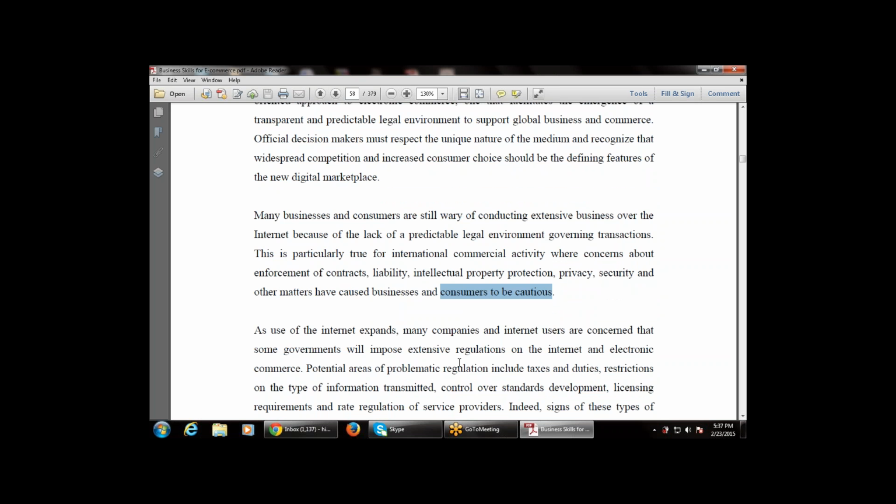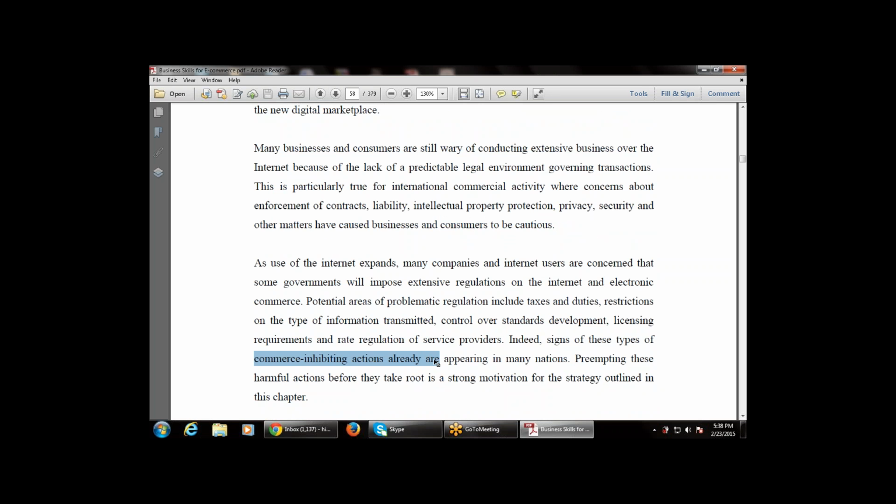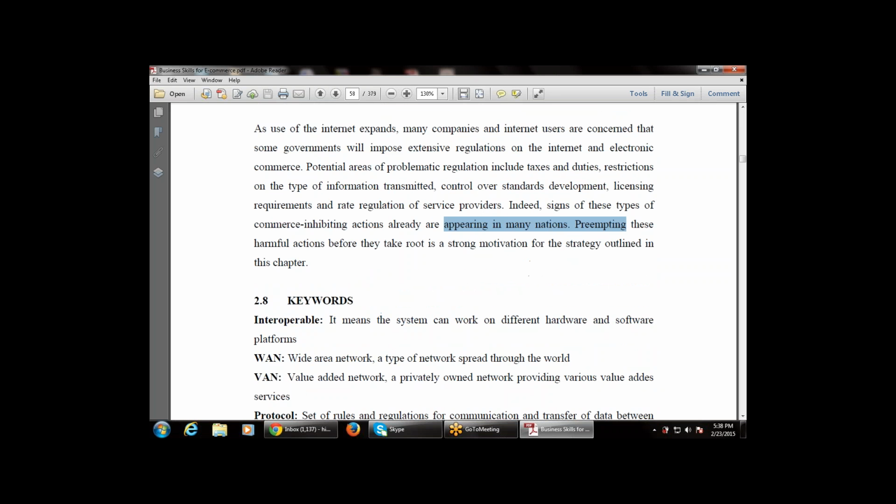As the usage of the internet expands, many companies and internet users are concerned that some governments will impose extensive regulations on the internet and electronic commerce. Potential areas of problematic regulation include taxes and duties, restrictions on the type of information transmitted, control over standard development, licensing requirements, and rate regulation of service providers. Indeed, signs of these types of commerce-inhibiting actions are already appearing in many nations.